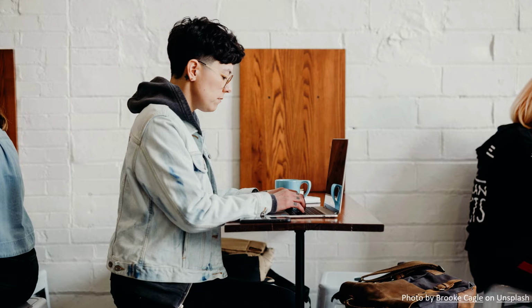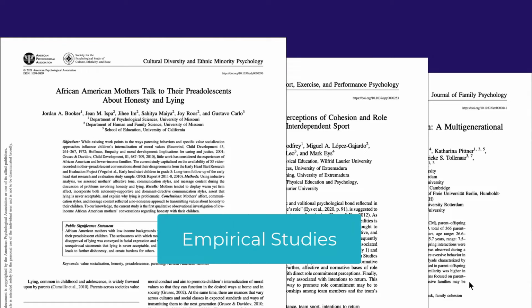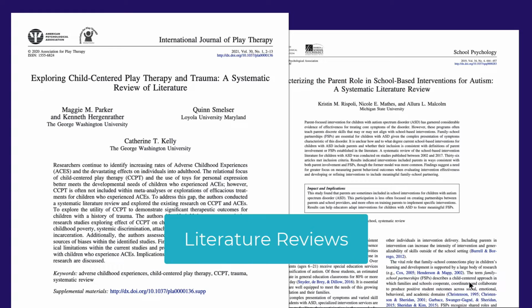Similarly, when searching for published journal articles on a specific topic, you'll also want to think critically about the types of articles you select. For example, there may be times when you only want to find empirical studies, or alternatively, you may be working on a project where you need to find a few literature reviews on a topic.